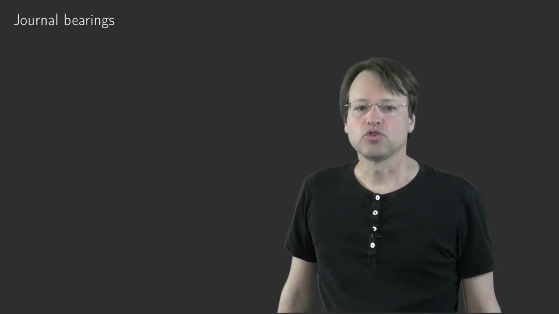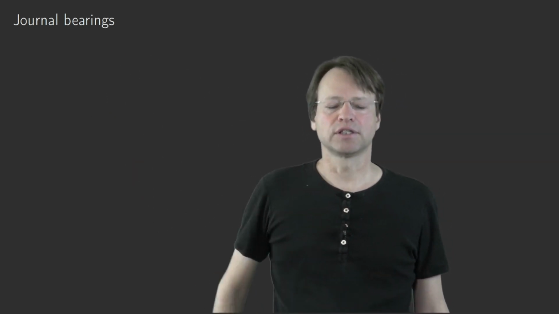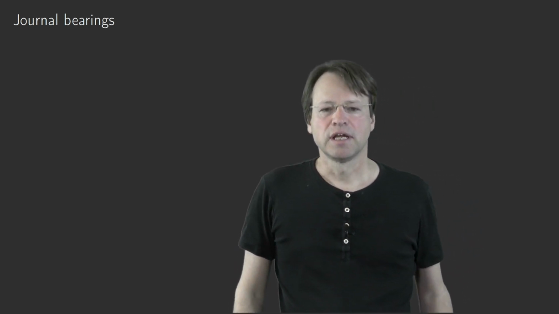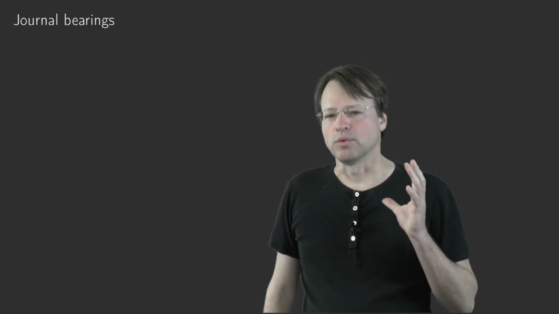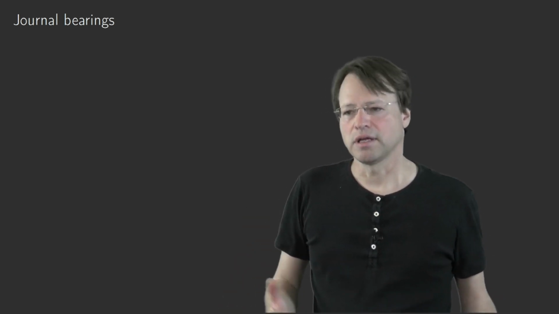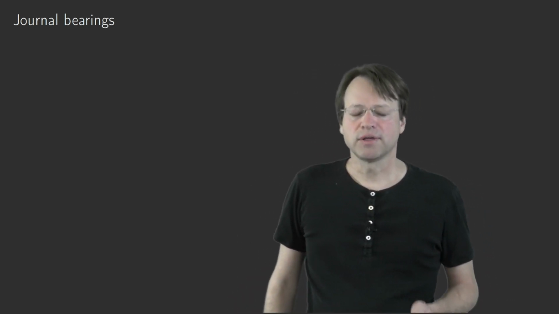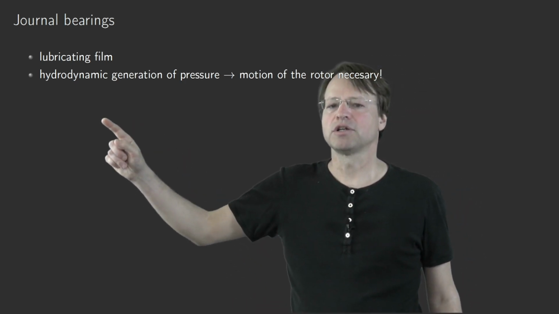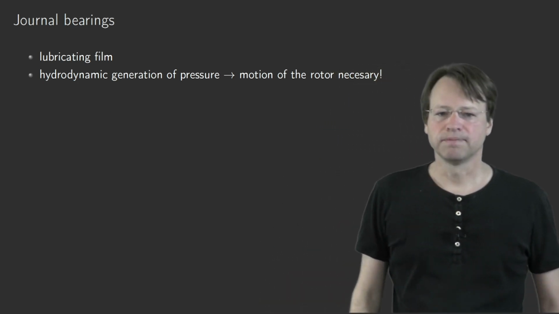Hello and welcome to a new chapter, the first chapter in Machine Dynamics 2, a chapter that deals with journal bearings. Journal bearings are really perfect bearings because they include on the one hand the lubrication and on the other hand they provide the classical bearing properties, so they carry the load. However, they always require the motion of the rotor, otherwise the hydrodynamic generation of pressure wouldn't be possible.